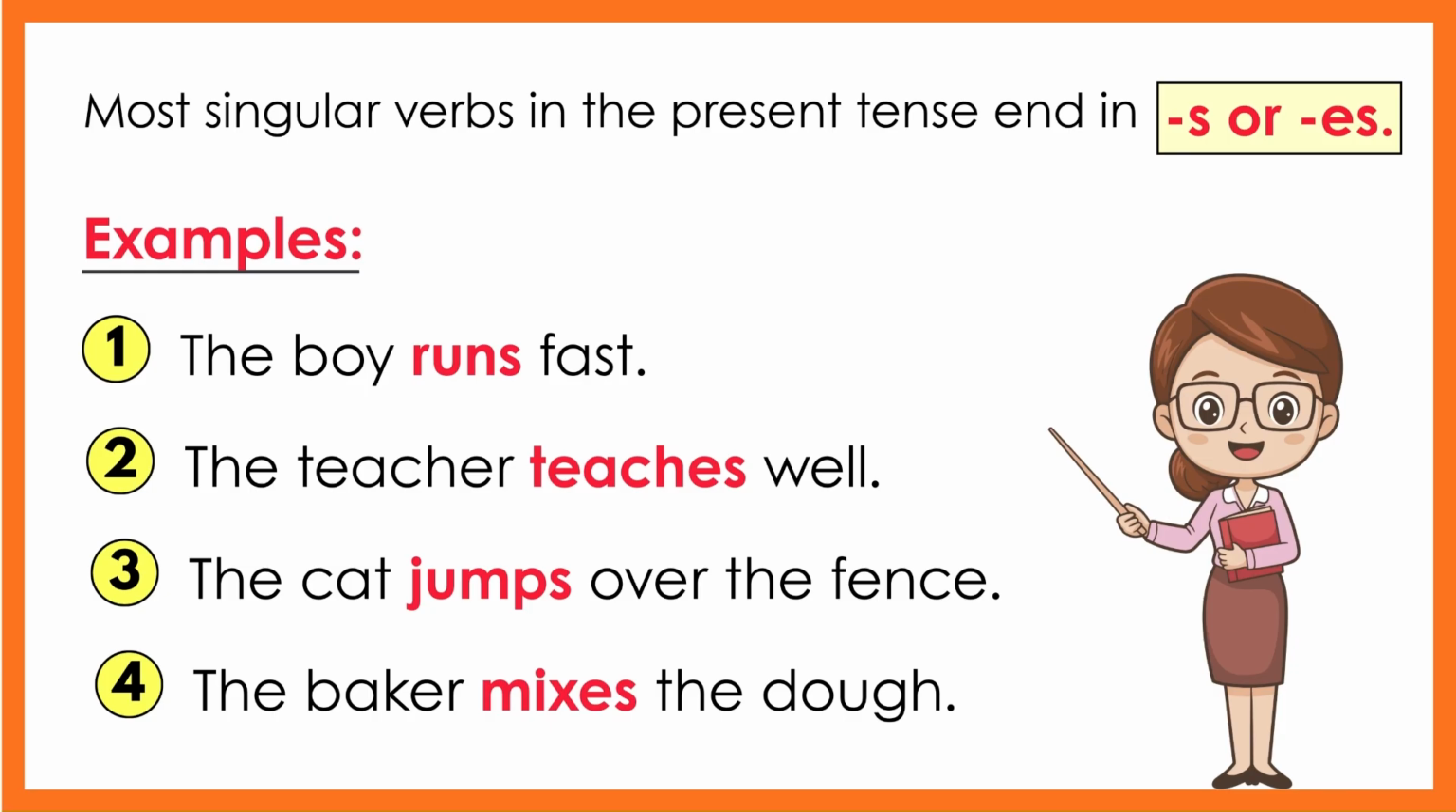Examples. 1. The boy runs fast. 2. The teacher teaches well. 3. The cat jumps over the fence. 4. The baker mixes the dough. The words runs, teaches, jumps, and mixes are all singular verbs.